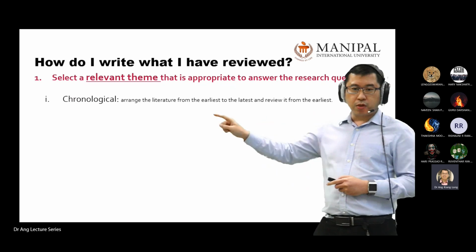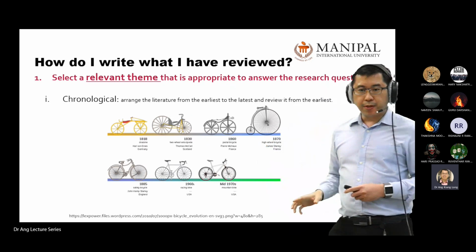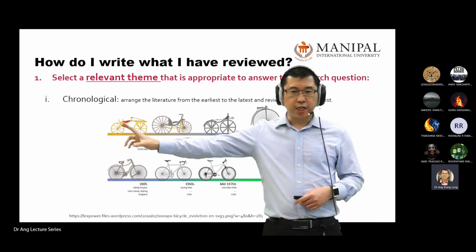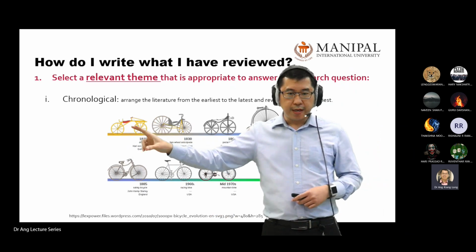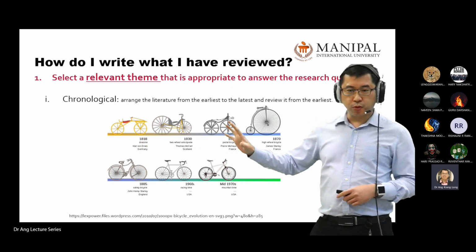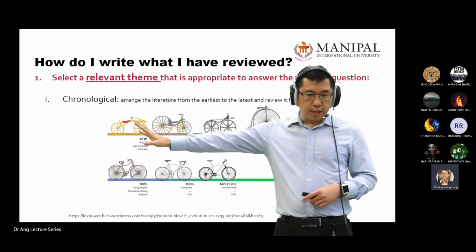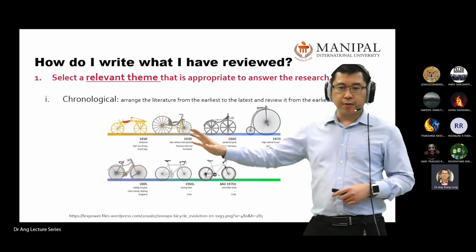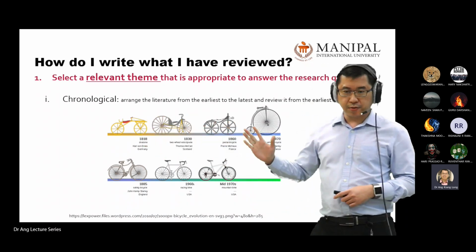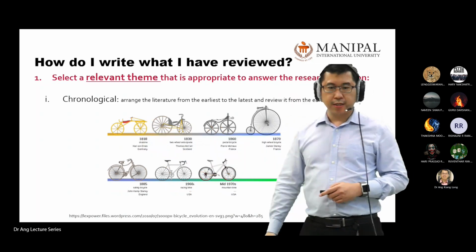So first, you can write in a chronological manner. For example, if you write about bicycles, you can write from history, what are the changes that happened since 1980 something to today's technology. If you are reviewing bicycle technology, then you can write your paper or your report based on history, based on the development over the years. Okay, this is one of the ways. You can write in a chronological way.